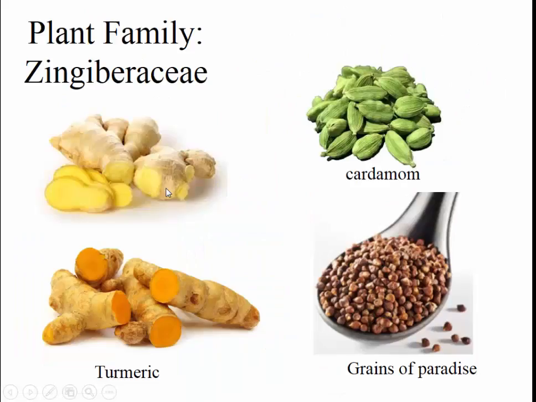And last but not least, the Zingiberaceae family, which is responsible for producing the ginger that we know and love, turmeric, which we use to color our pots and pans, cardamom, used in teas in a variety of ways, and then grains of paradise as a spice. So that's the end of the crop plant families A to Z.